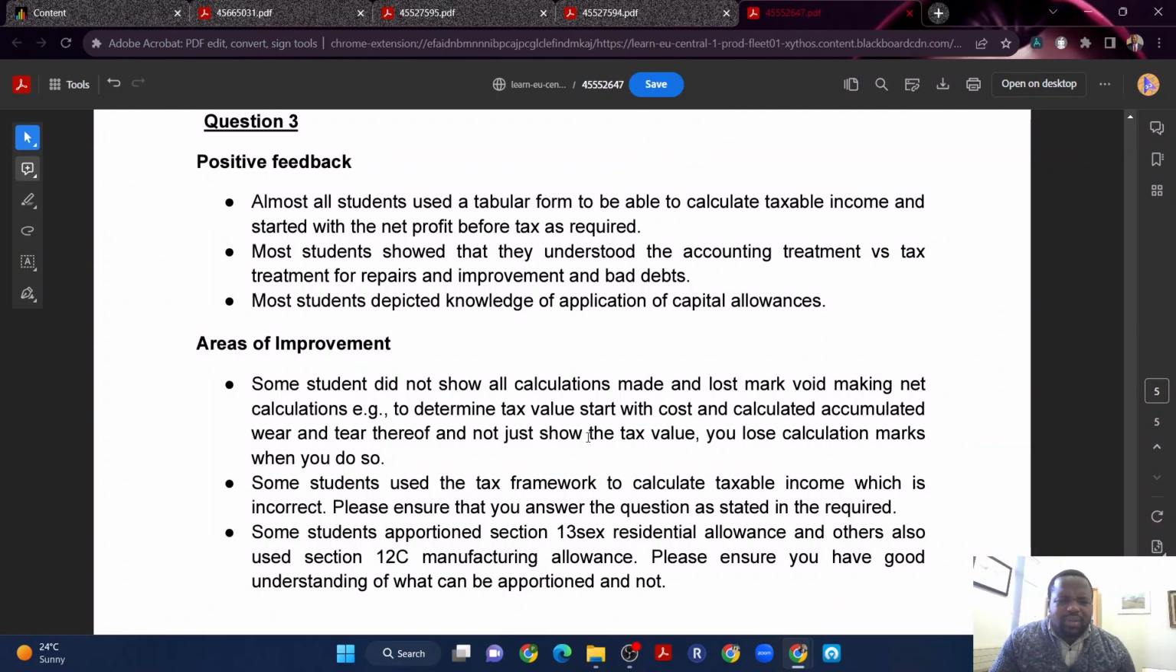And then for areas of improvement, it says here some students did not show all calculations. Again, guys, if you don't show calculations, it's going to be very, very difficult for you to score marks, even though you understand. So remember, show your calculations, because it becomes easier. In tax, we mark your logic, not whether your final answer is correct or incorrect. We mark the logic of how you got to your answer. If you don't show your calculations, we cannot see how you got to that amount, and you just lose all the marks that way.